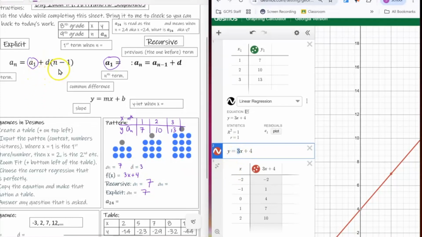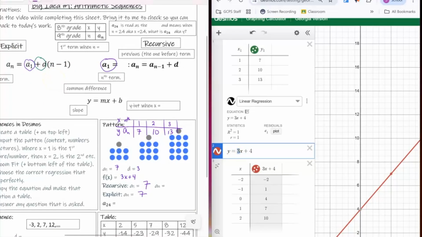And where do I put the common difference in explicit? I put it right after. So it's right here. I replace the plus 3 with plus 3. And if yours is negative, then negative. So here's my explicit. I go 7, then I go plus D. So mine is positive 3.